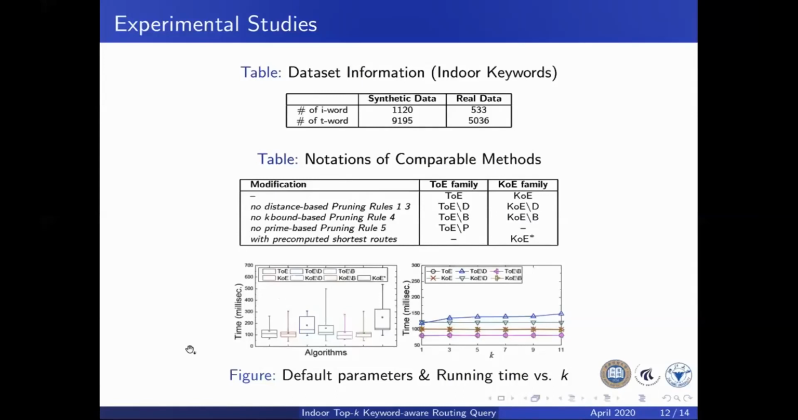We also evaluate the effect of integer k, the number of query keywords, the I-word fraction, beta, the floor number, the row distance, and so on. In general, KOE has better scalability when some distance-related parameters are enlarged. And conversely, TOE is more efficient when there are more query words. In addition, KOE always has a lower memory cost.